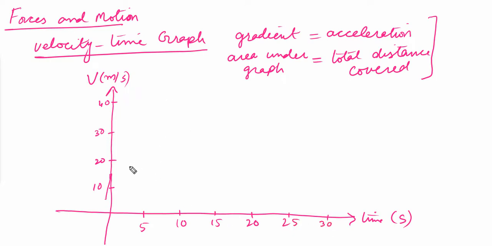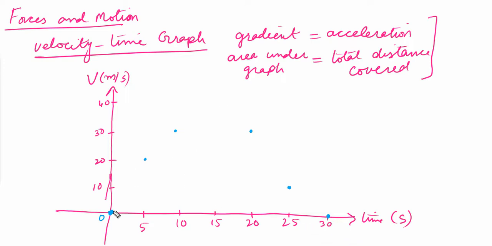So an object starts to move from 0, 0. This is 0 over here. The object starts to move from here. In the first 5 seconds it reaches the velocity of 20 meters per second. In the next 5 seconds it reaches the velocity of 30 meters per second. For the next 10 seconds the object stays at the constant velocity. For the next 5 seconds it decreases its velocity to 10 meters per second, and in the next 5 seconds it decreases its velocity further. It basically stops.